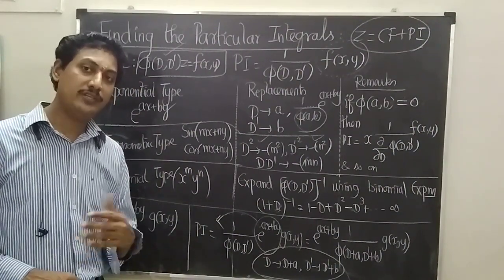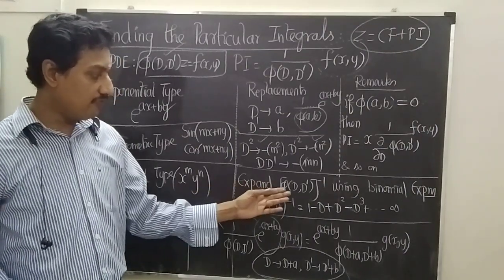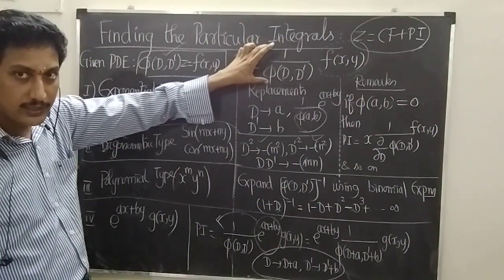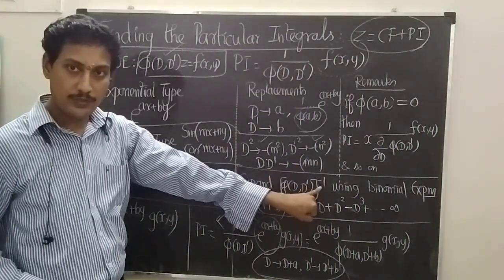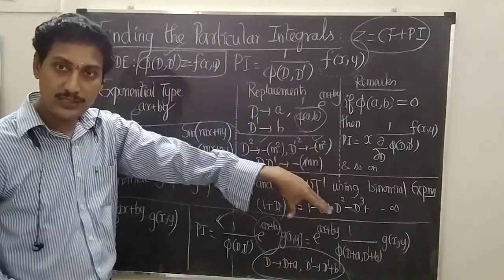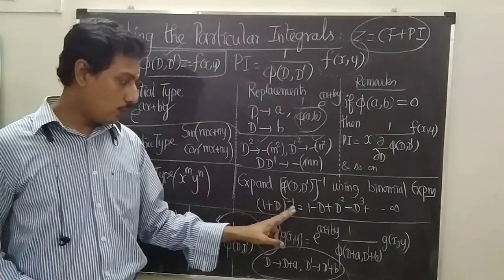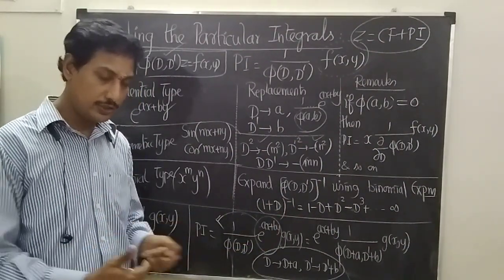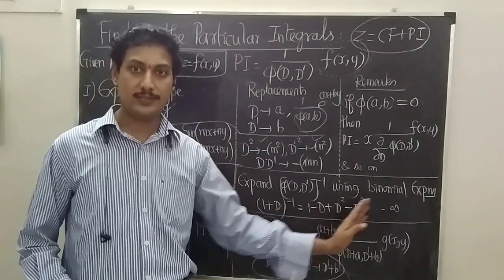So I can use a different technique here. What's the technique? Expand phi of D, D dash whole power minus 1, because this is the particular integral. Let us bring the denominator into the numerator, so it becomes power minus 1. Let us expand this by using binomial expansions like 1 plus D whole power minus 1. Plus here, minus here, so plus and minus come alternately. So 1 minus D plus D squared minus D cubed, etc.